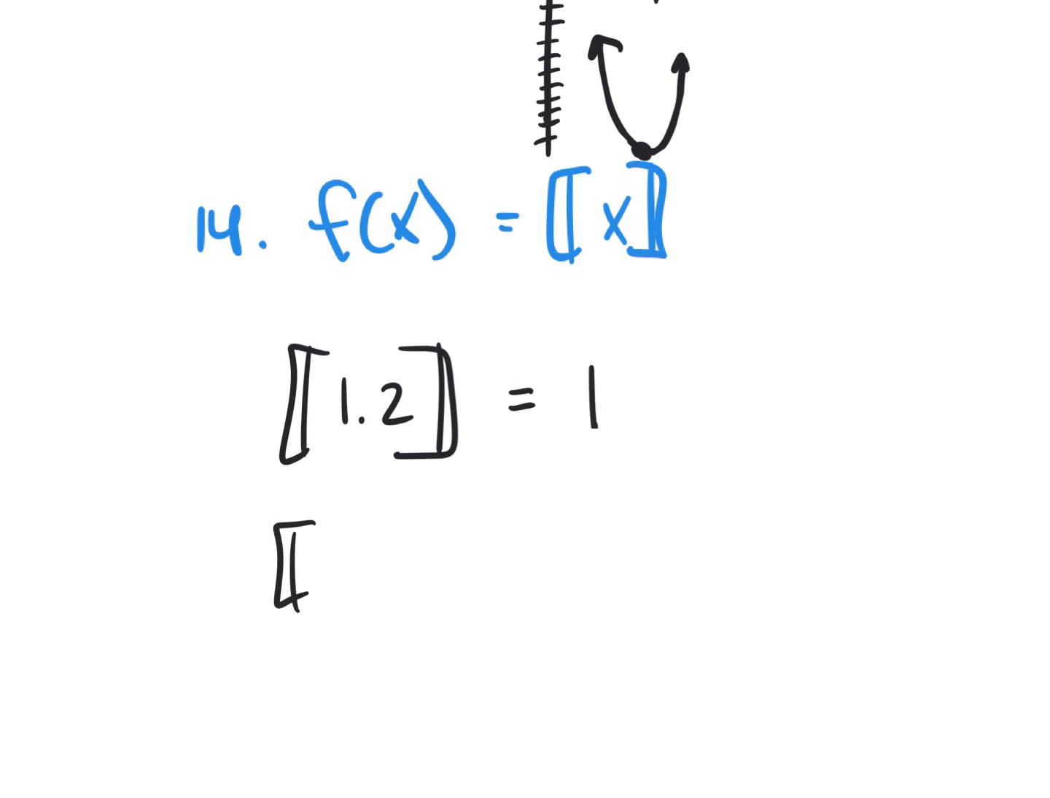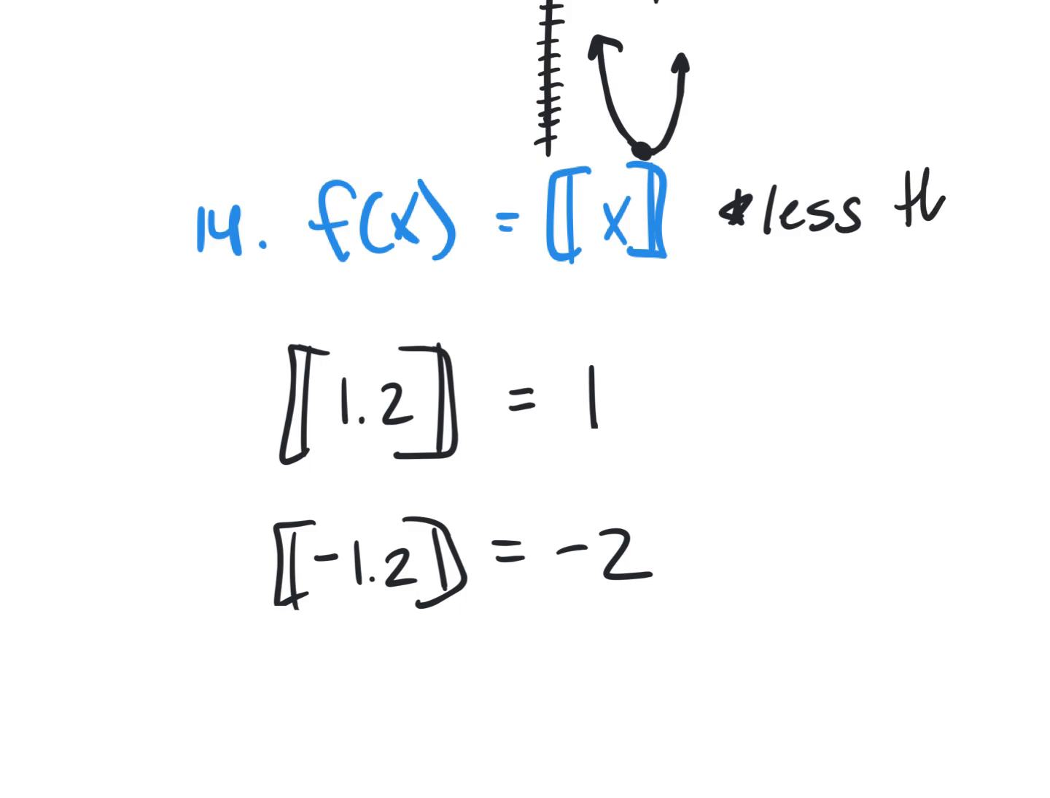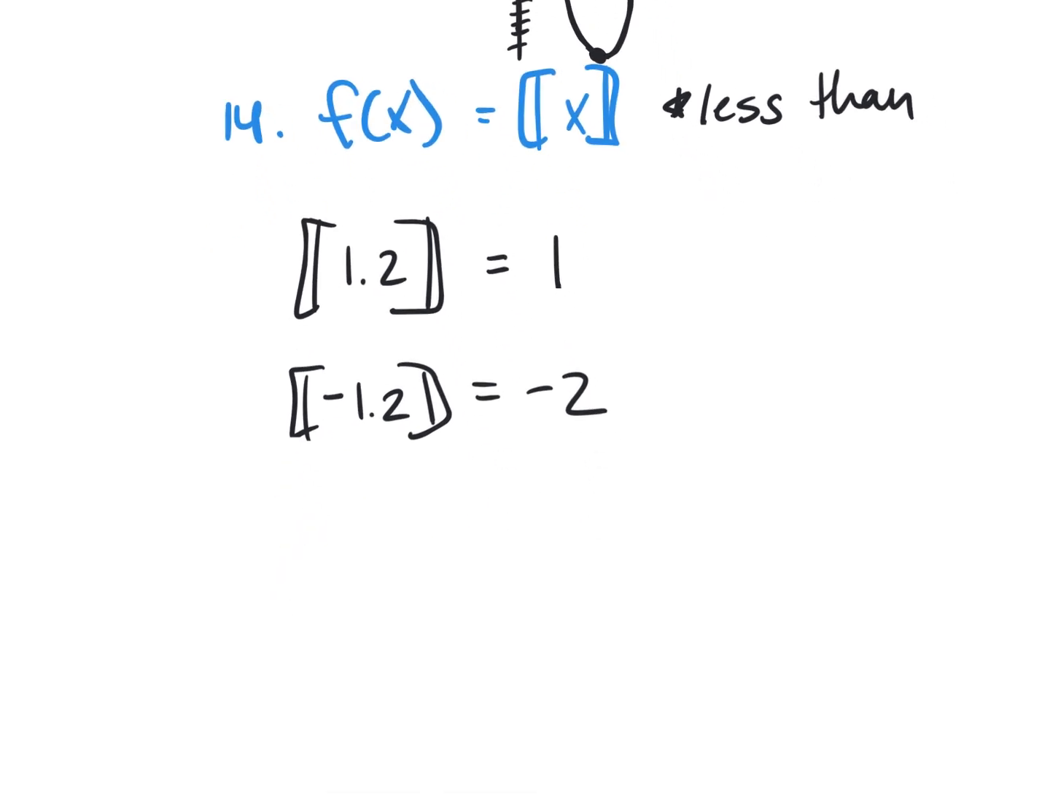What if I had, let's say, negative 1.2? What would this be? Negative 2. So again, it's the greatest integer that is less than. Always has to be less than the number in your brackets. What if I had, let's say, 4/3? What would this be? 1. Awesome.